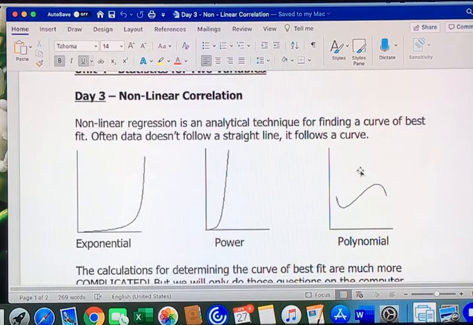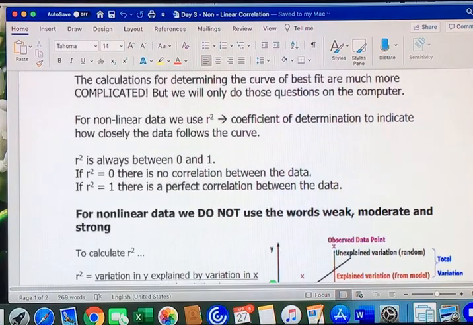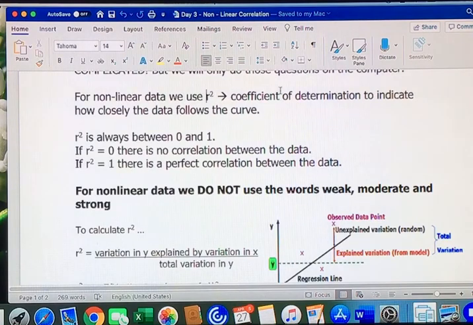And of course there's the polynomial function, probably familiar as a quadratic, but it could be quadratic or cubic or quartic or any degree above that, although we don't tend to use degrees very far above that. Take-home message: the calculations for determining the curve of best fit are much more complicated than we will be doing by hand, so we're going to do them on the computer. For our degree of correlation, we use r squared, the coefficient of determination. For a linear relationship, the square root of r squared gives you the r value that we know and love by this point.